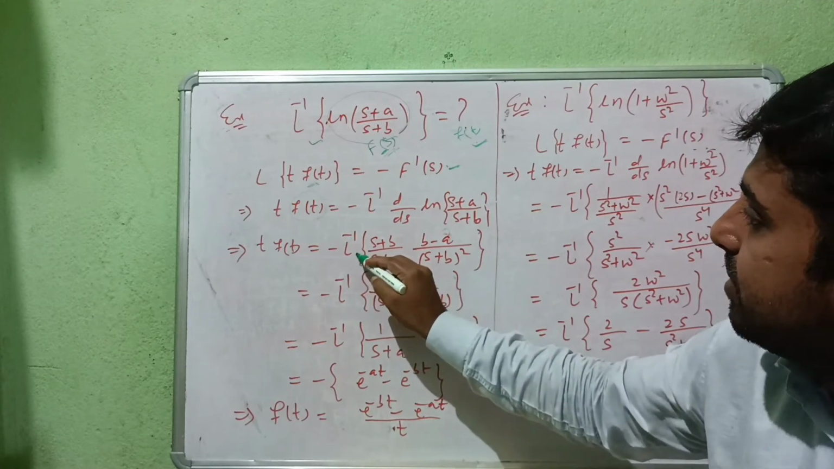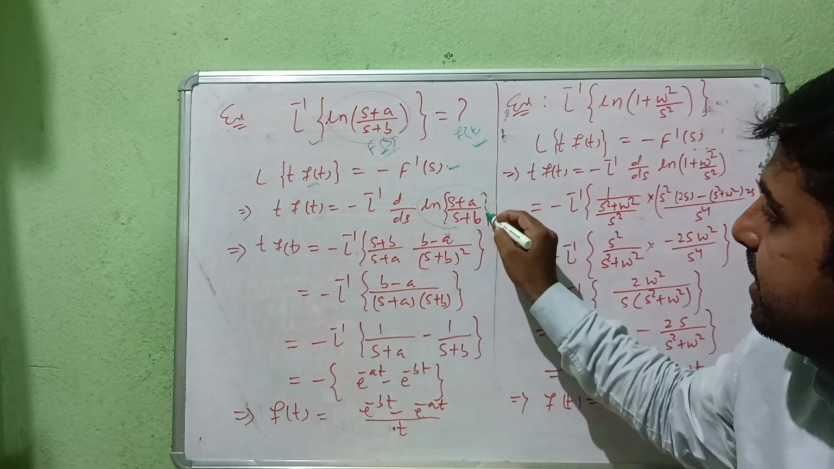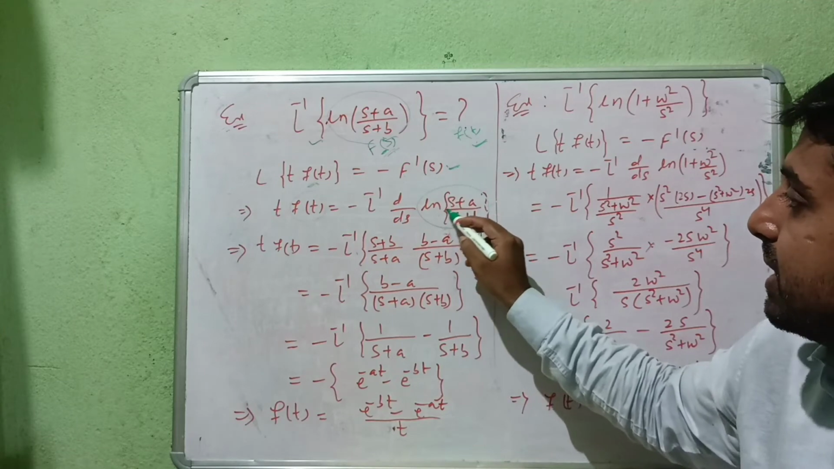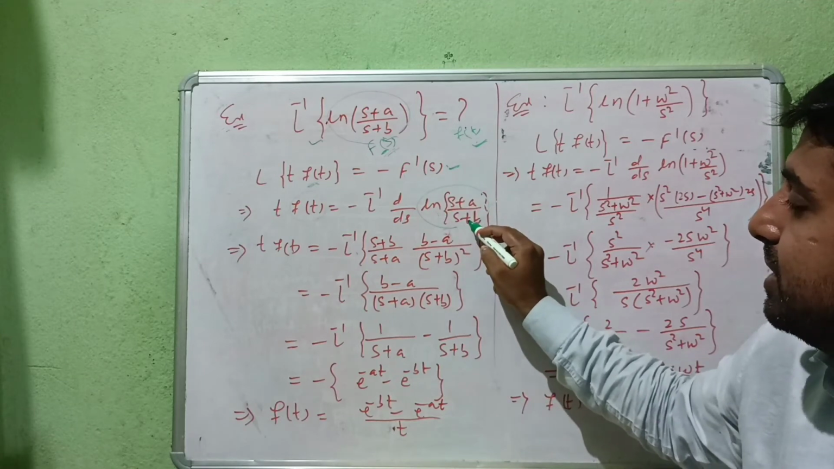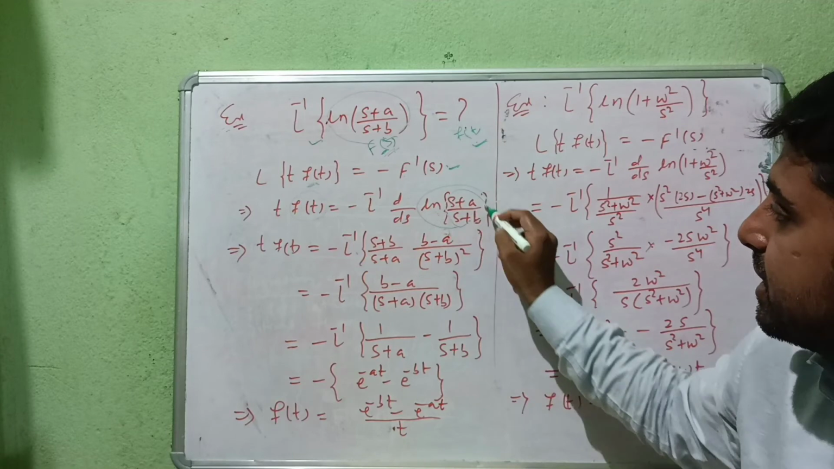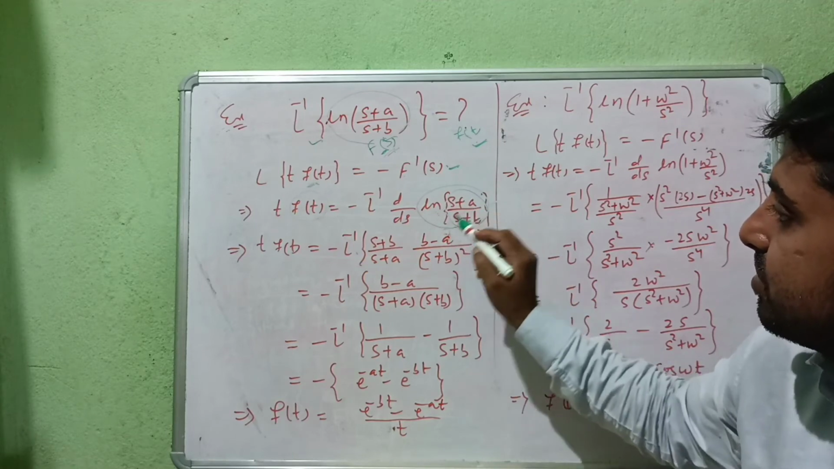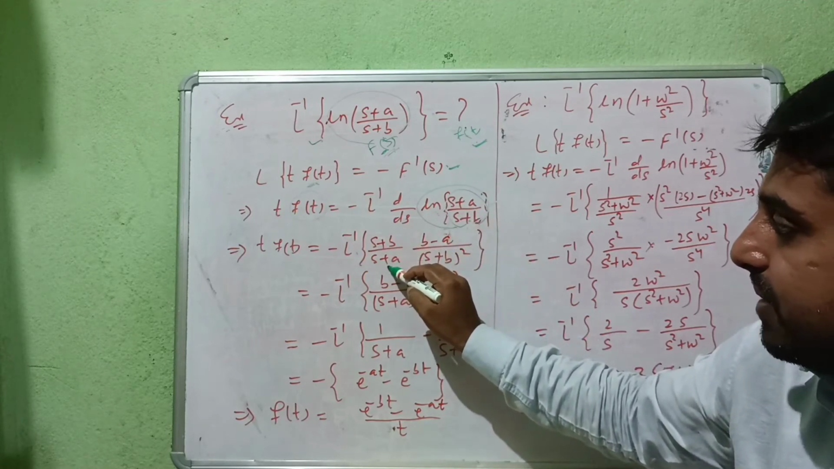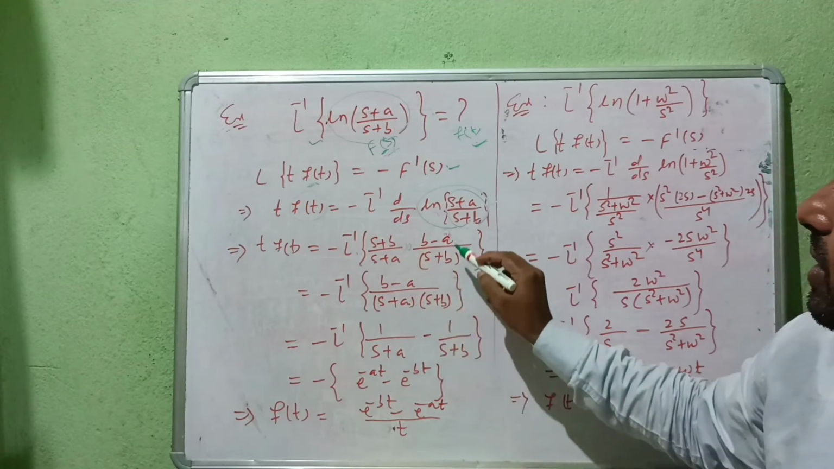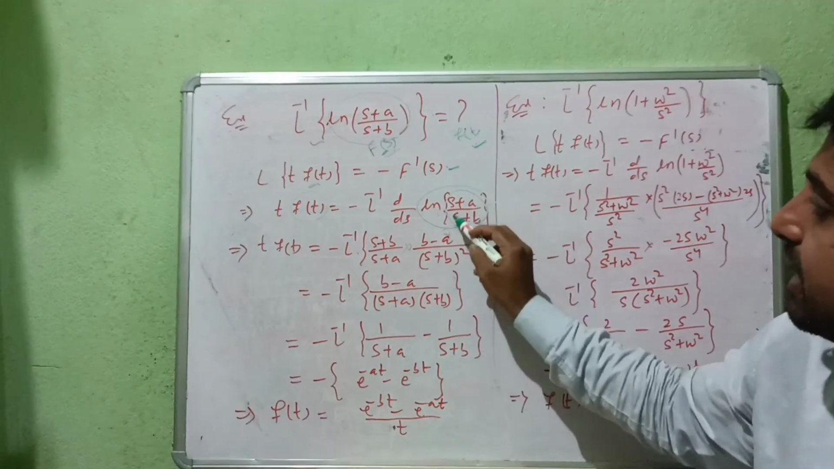Now minus Laplace inverse of, find its derivative. The derivative of ln of (s plus a) by (s plus b) is 1 by (s plus a) by (s plus b), which means (s plus b) by (s plus a), into again the derivative of (s plus a) by (s plus b).